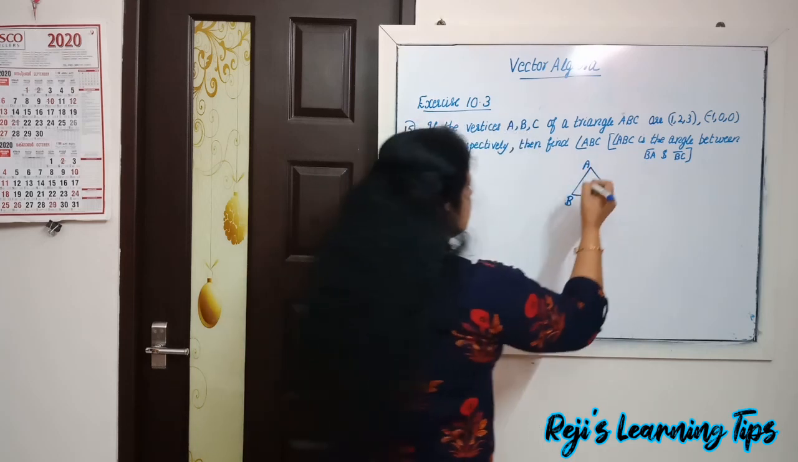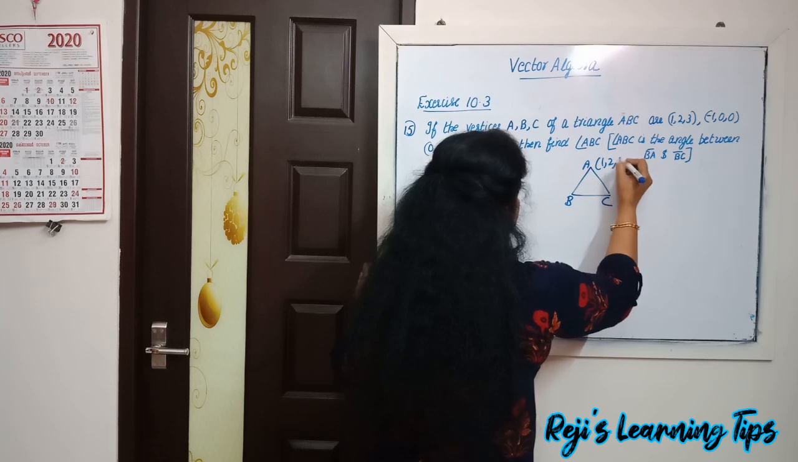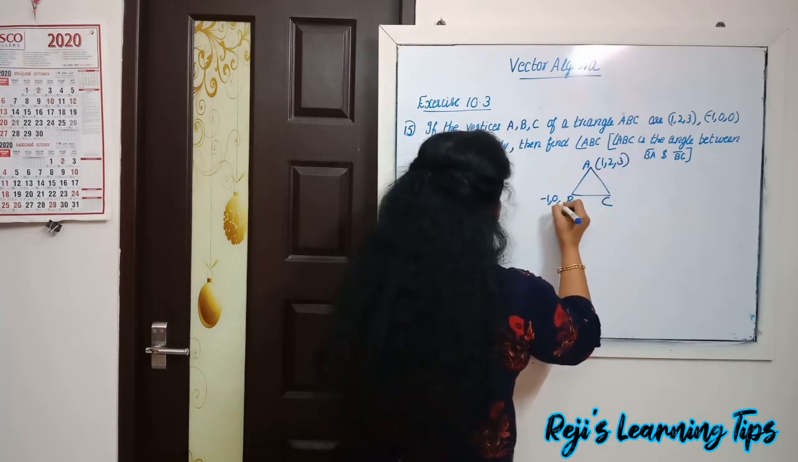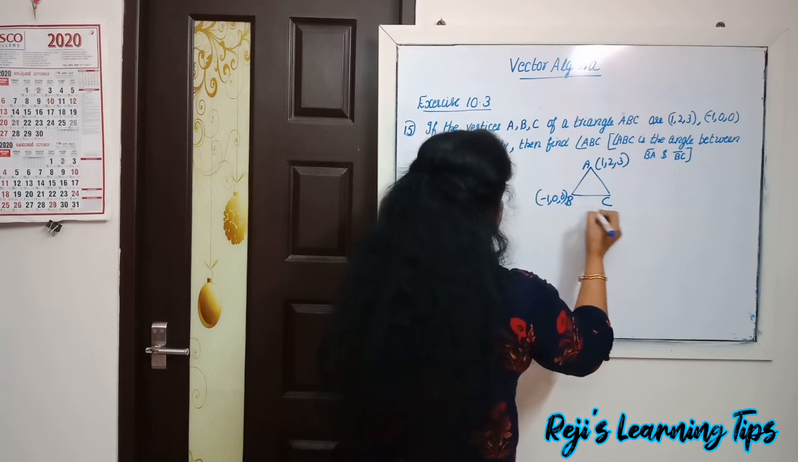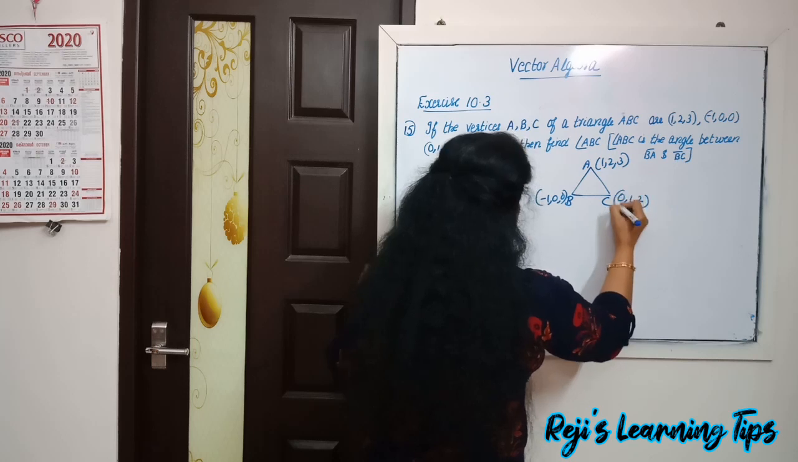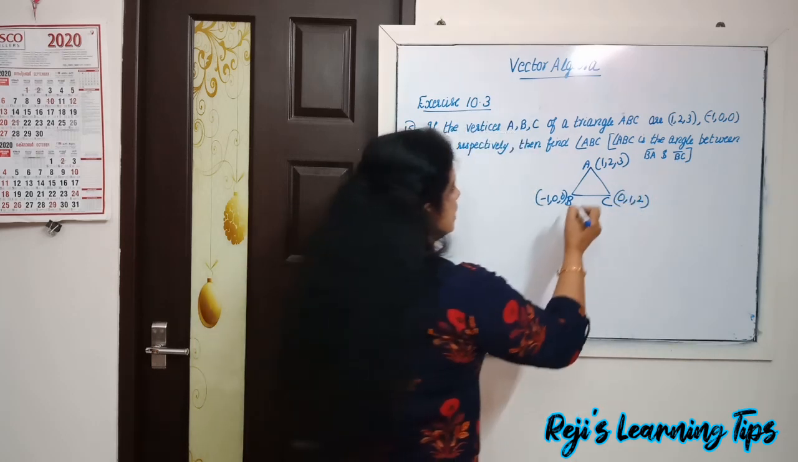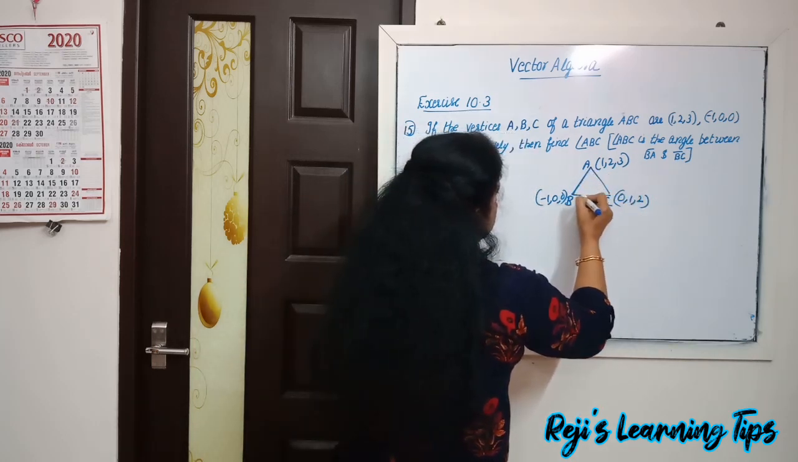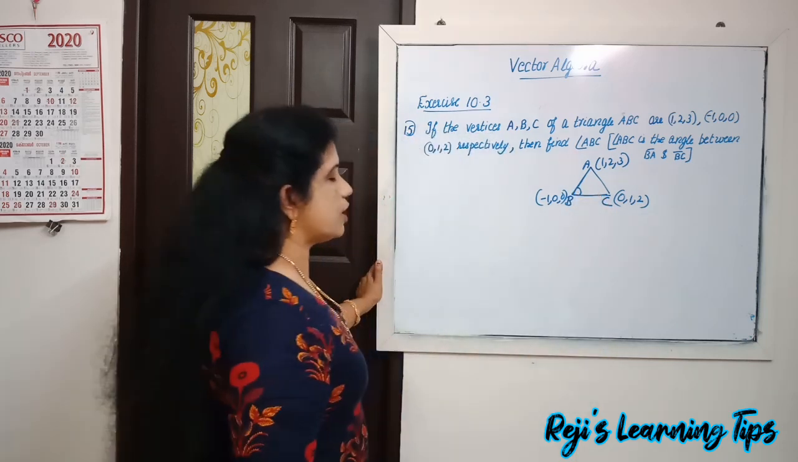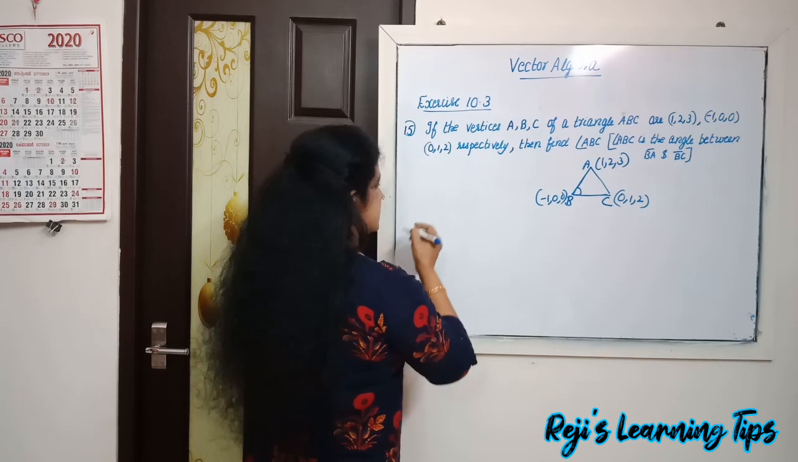the vertex A is (1, 2, 3), vertex B is (-1, 0, 0), and vertex C is (0, 1, 2). We should find the angle ABC. Okay, how can we find angle ABC?